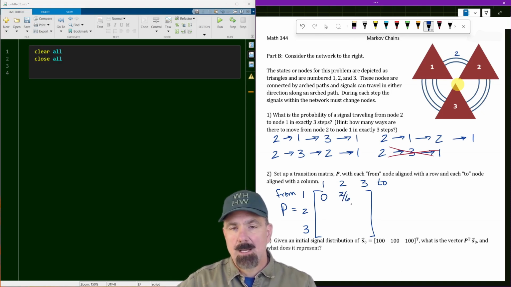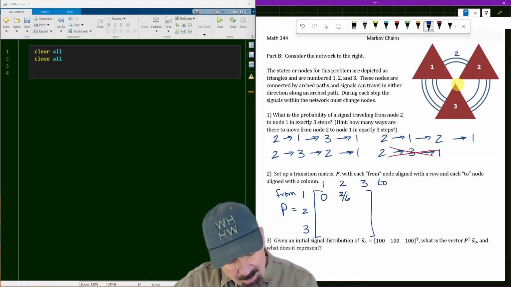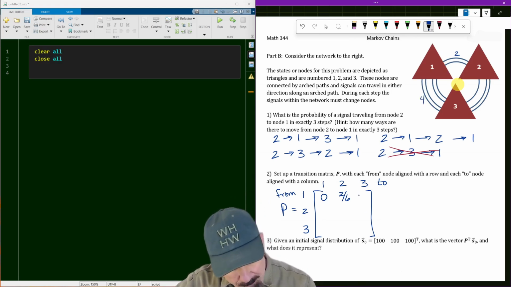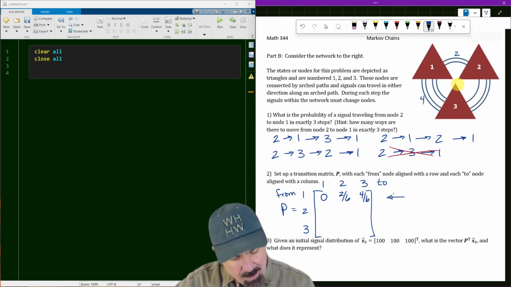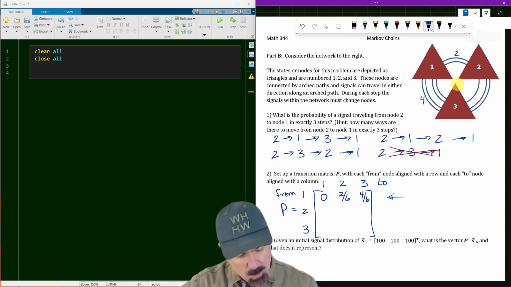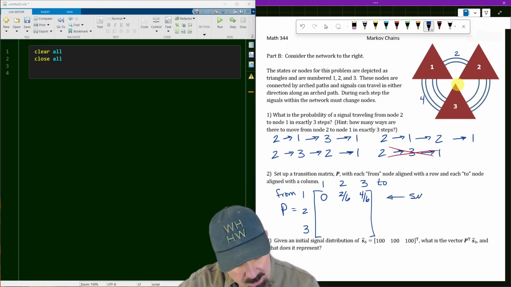It's easier to do the kind of bookkeeping if you just leave the denominator in an easily identifiable mode. And then from 1 to 3 is 4 paths out of a total of 6 paths, leaving 4 out of 6. So you can see that we have satisfied the requirement, the sum of the values in the row is equal to 1, right? So this sum is equal to 1.